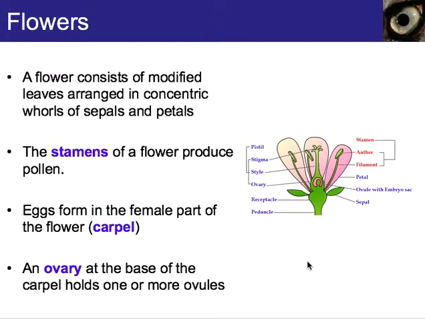The egg forms in the female part of the flower called the carpel, and the ovary at the base of the carpel holds one or more ovules. So these are your stamens here. This long thing in the middle is your carpel, and inside is your ovary.